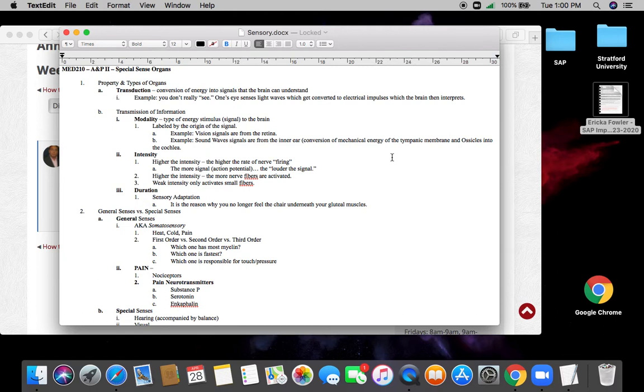Now, intensity. If there's more firing, more electrical signals, right, then it'll be louder or softer, right? So the louder the signal, the higher the intensity, the more nerve fibers are activated, and that's intensity. And duration, I already talked about sensory adaptation, like right now, my chair underneath my gluteal muscles, it's starting to bother me because I'm now noticing it.